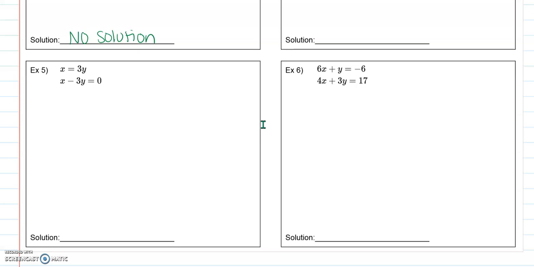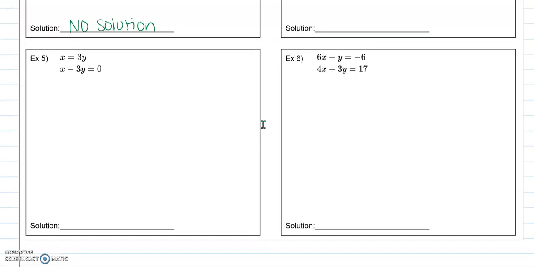Let's go ahead and look at example 5. Notice, one of our equations is already x equals, so I don't have to rearrange it. I can just take what x is equal to and put it in x in my second equation. So I'm going to put 3y minus 3y equals 0.